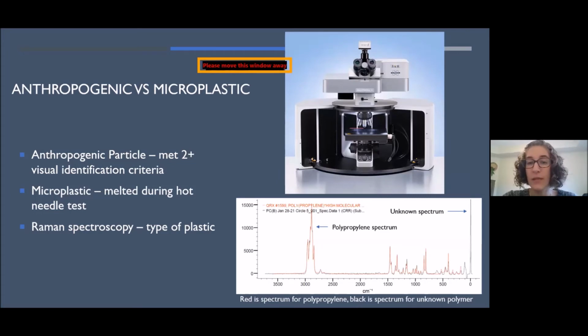Raman spectroscopy is a machine which can be seen in the picture at the top, which shoots a laser onto the sample and produces a signal or a spectrum, which can be seen in the picture on the bottom. The signal or spectrum can then be compared to a library to identify the plastic. In the picture on the bottom, the black line is the spectrum for the identified microplastic, and the red line is the spectrum for the plastic polypropylene. The two lines are very similar to each other, so we can identify the microplastic as being polypropylene.